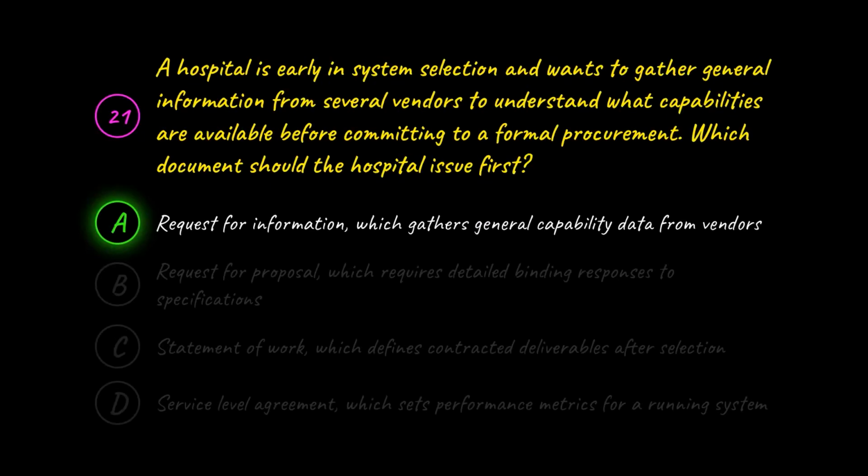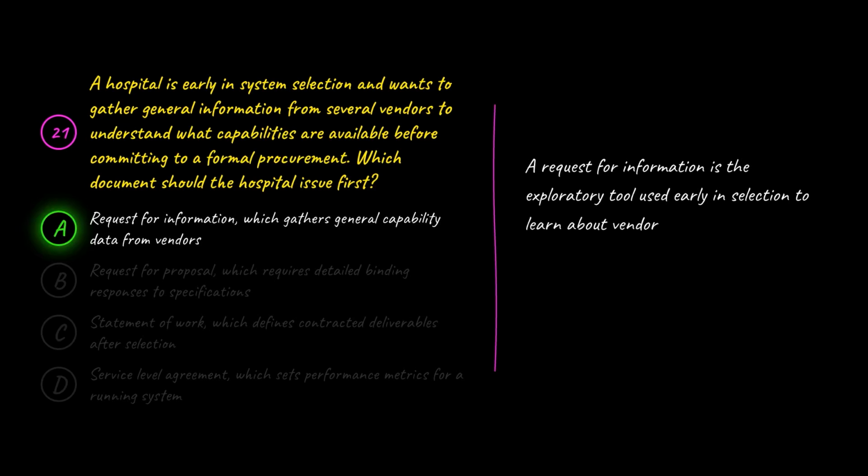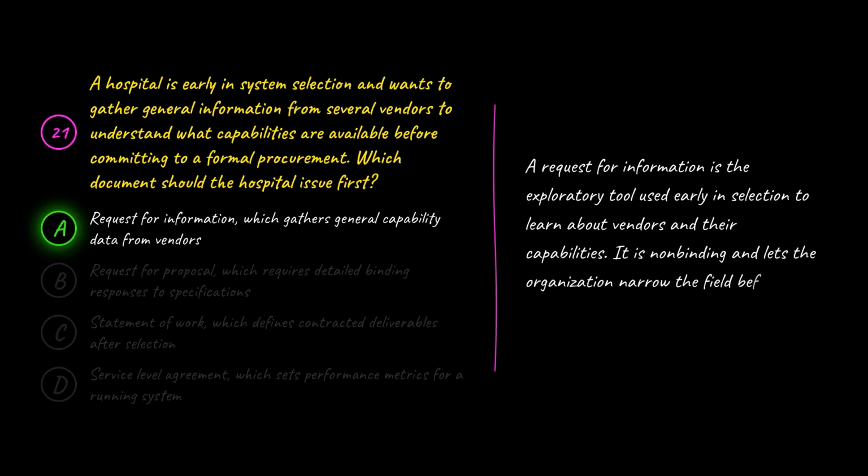The correct answer is A. Request for information, which gathers general capability data from vendors. A is correct because a request for information is the exploratory tool used early in selection to learn about vendors and their capabilities. It is non-binding and lets the organization narrow the field before committing to a formal proposal round.